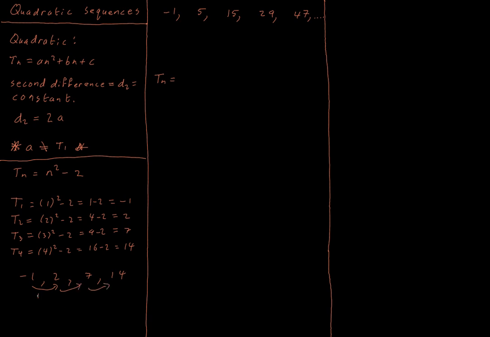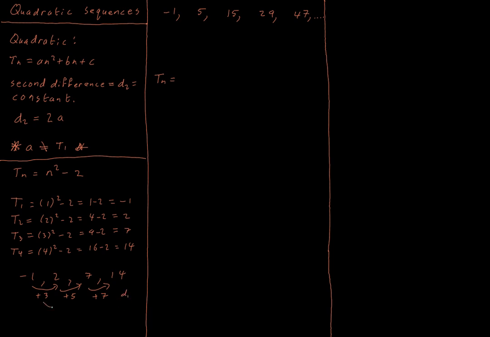What's the difference here? Well, the difference here is we add 3. The difference here is we add 5. The difference here is that we add 7. Now, here we can see this is not a linear pattern because we're not adding the same thing each time. So this is D1. This is the first difference, the difference between the terms.